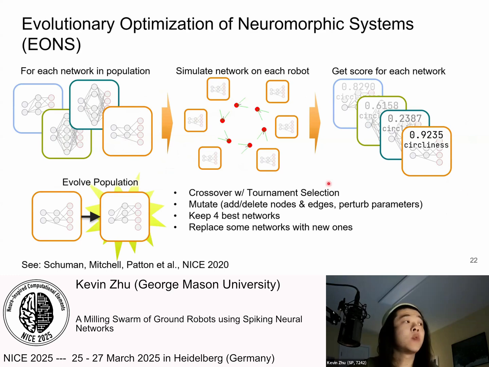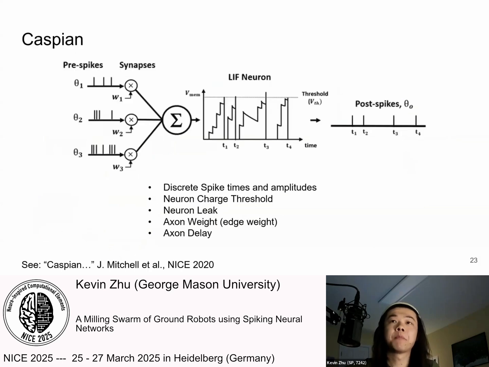We then start with a randomly generated population of networks. We're using EONS for this, which involves not only the thresholds and weights and leak parameters on each neuron and synapse in a network, but also the topology or the structure. We run simulations in parallel to determine a circliness for each network, and then we use tournament selection to decide which networks survive, and we mutate the population while also adding some newly generated networks in the mix.